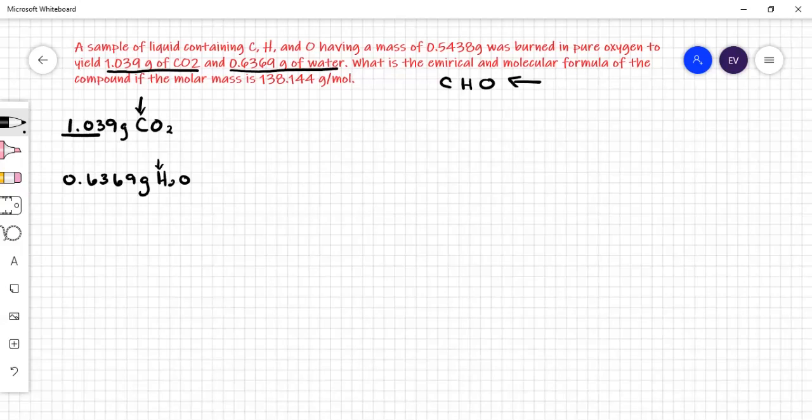So let's start by doing the obvious: we're going to convert this to moles. Now, why am I converting to moles? I'm converting to moles because I know that I'm going to use a mole ratio, and in order for me to use a mole ratio, I have to have moles. So I'm going to use the molar mass, 44.01 for CO2. That's the molar mass of CO2, and I'm going to convert this quantity to moles.